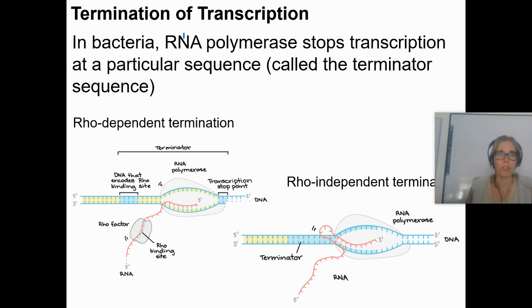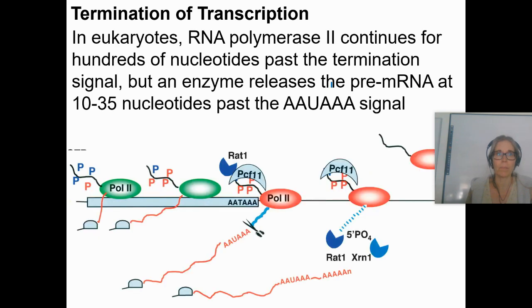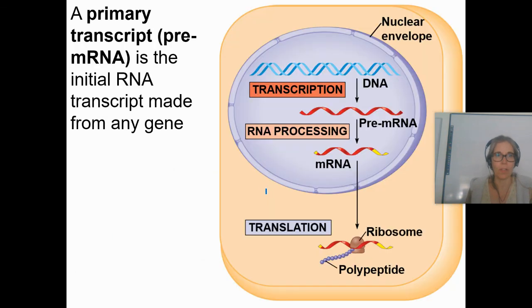Okay, termination is just the end. So in bacteria, the RNA polymerase stops transcription at a particular sequence called the terminator sequence. In eukaryotes, there's a different way. It actually goes way past, but then another enzyme cuts it and sort of eats up the extra RNA until you get to a place where it falls off.